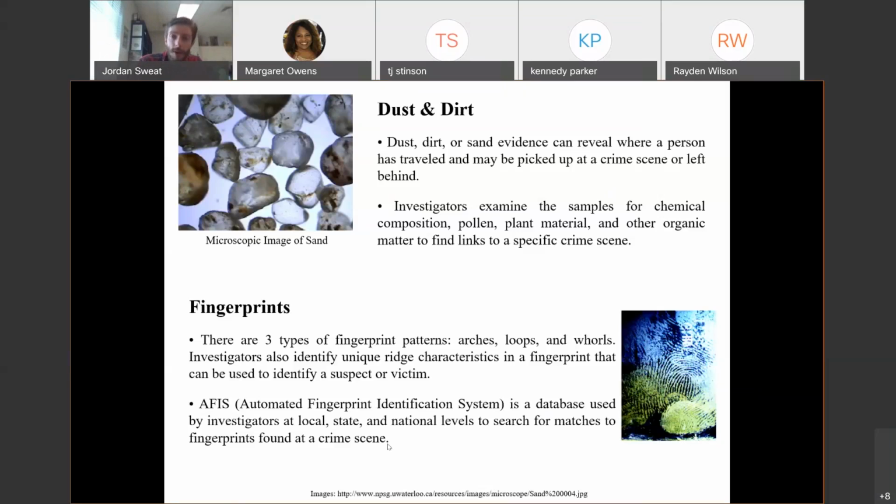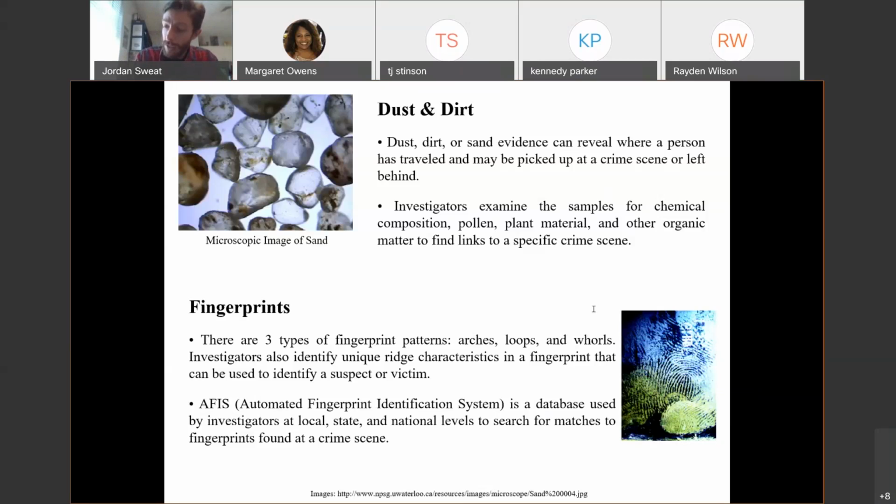All right. So let me type in the chat what I want you to have note-wise for dust and dirt and fingerprints. And please remember that I'm stressing the fact that you take notes. I'm your teacher. I know what's on the test. I create the test. So if I tell you to write something down, it's probably a good indication that it will be on your test, right?